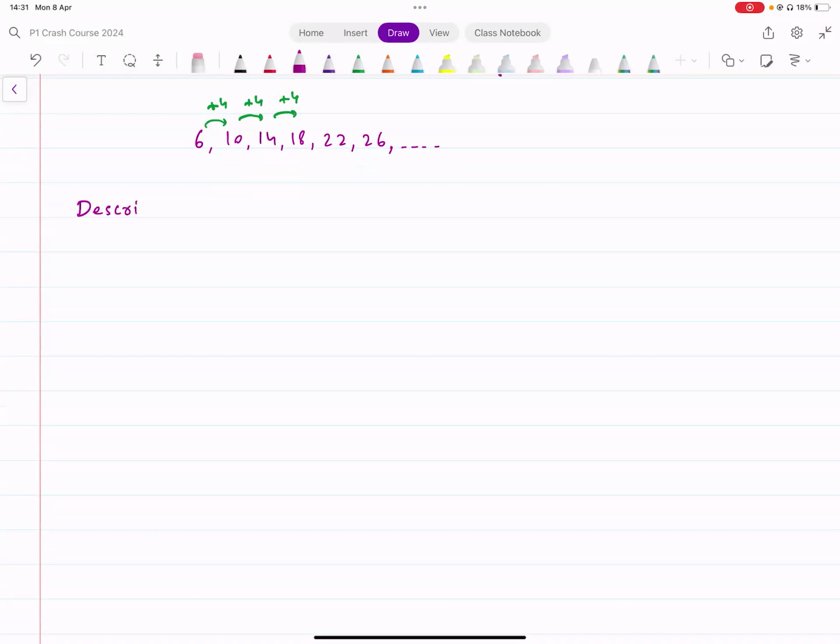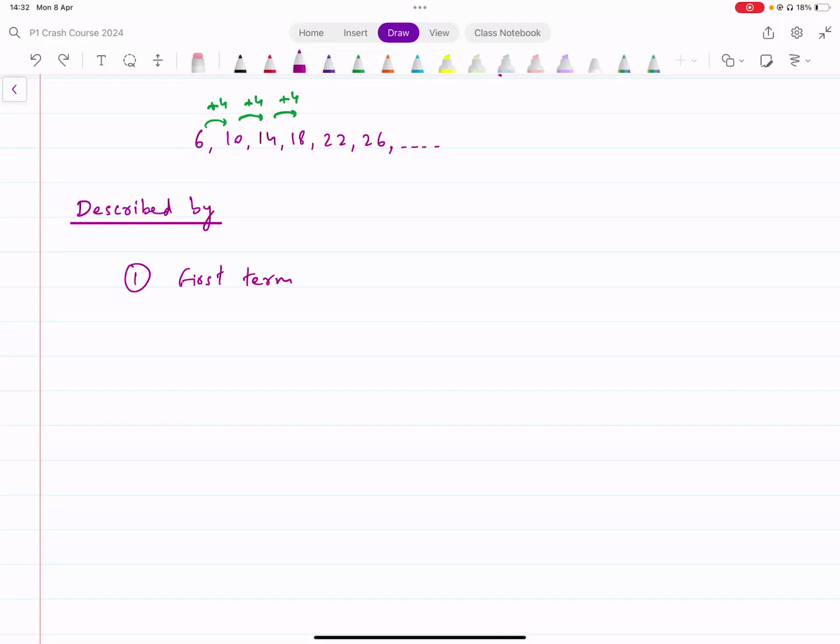So in order to describe an arithmetic progression, we need two things. Now, let me write them down here. Number one is the first term of the sequence. So you basically tell, okay, this is where the sequence starts from. This is the first term. So in this case, for instance, 6 is the first term.